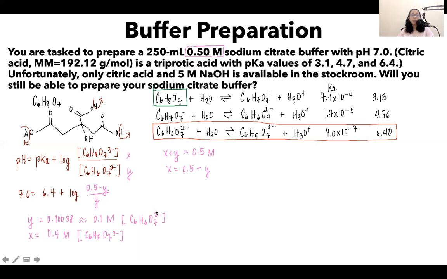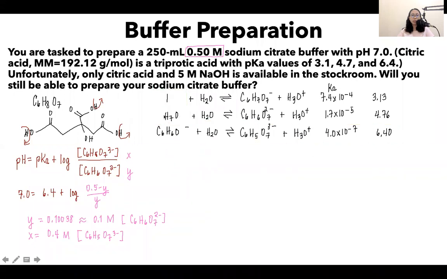Okay. Now, from this molarity, we need to determine the moles. So moles is the amount. It's not concentration because concentration is amount per volume. We need to know the amount of these two components. So, let me erase these equations because I need space for the subsequent computations.